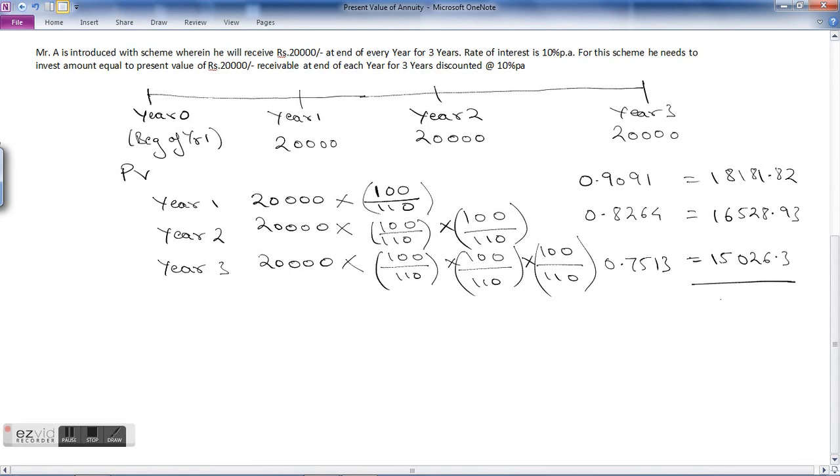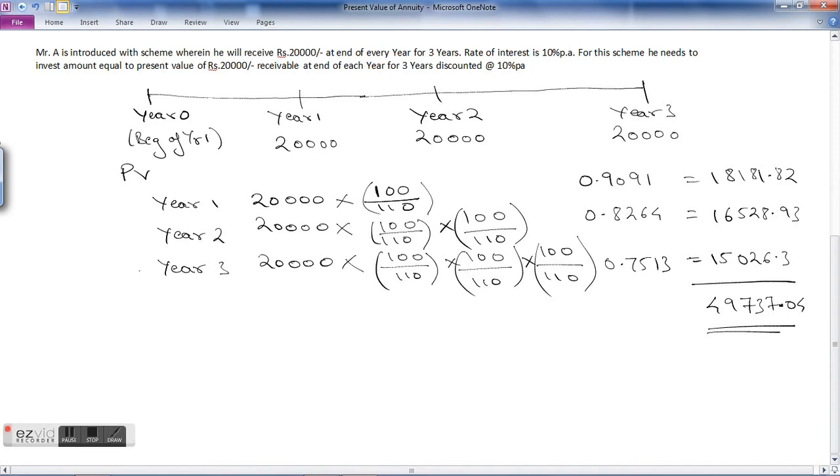These are the individual present values of 20,000 receivable at the end of year 1, year 2 and year 3 respectively. Now let's take the total of these. The total comes to 49,737.04. So this is the total present value of 20,000 receivable at the end of each year for 3 years, discounted at 10% per annum. This is how we calculate the present value of an annuity.